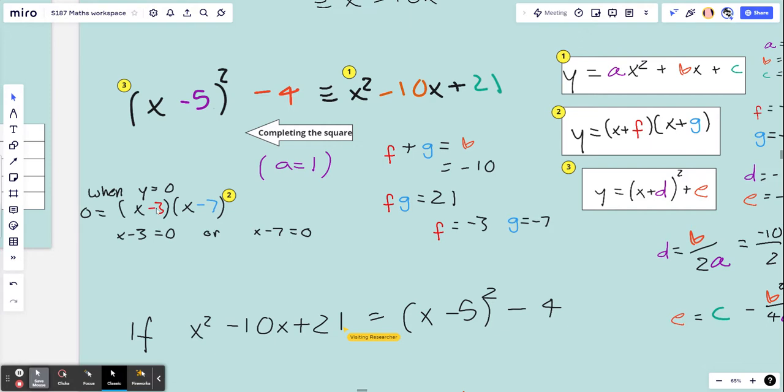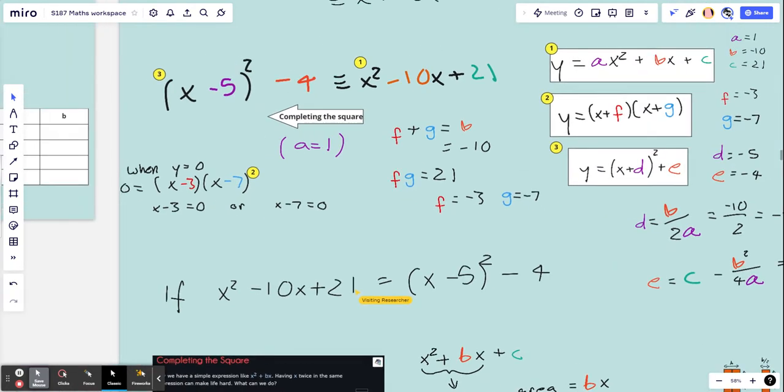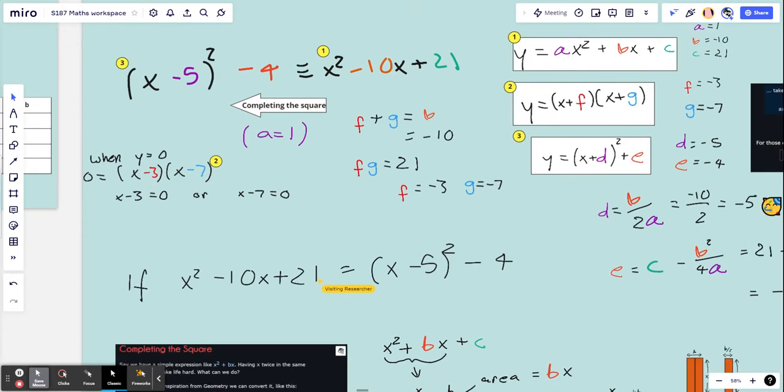You can expand this back out to prove that that's the case, but we're not going to do that. We're familiar with all this. So that's the second format. The third format is called completing the square. This is the third format here, and the format is over here. We've done it, but we haven't, and I want to explain how to do it as well now. Basically you can compare this with the third format, and we can see that D must be negative 5 and E is negative 4.